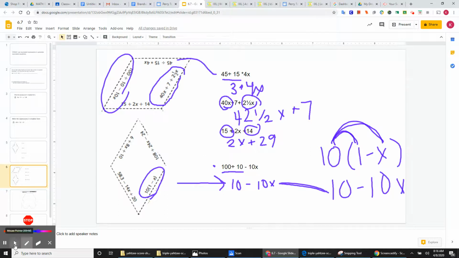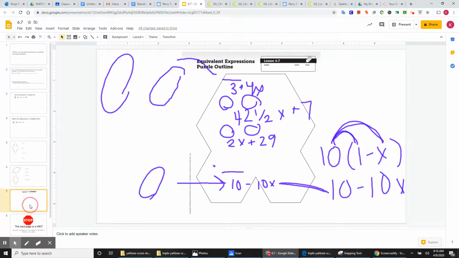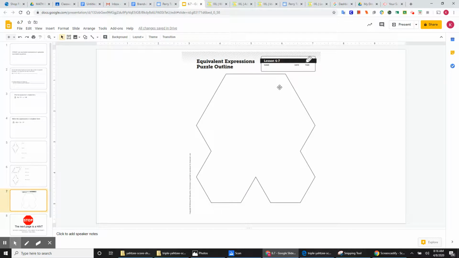So what you're going to do is turn your puzzle pieces around until they fit into this puzzle shape. If you have glue, you can glue them down. That's great. If you don't have glue, you can just put them down on the puzzle piece. If you'd like to send me a picture of your puzzle when you're done, that would be fantastic.